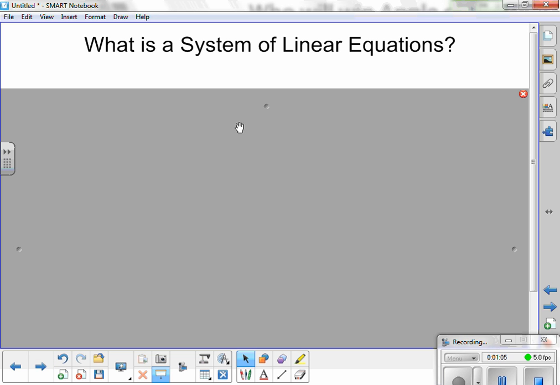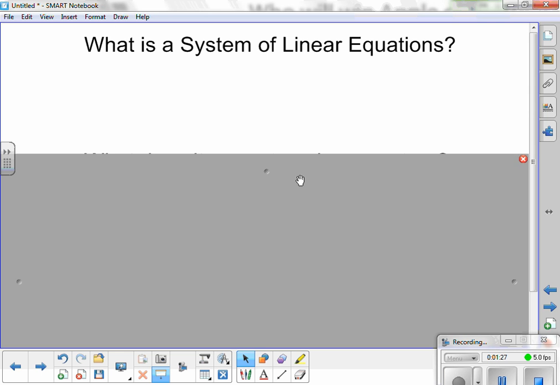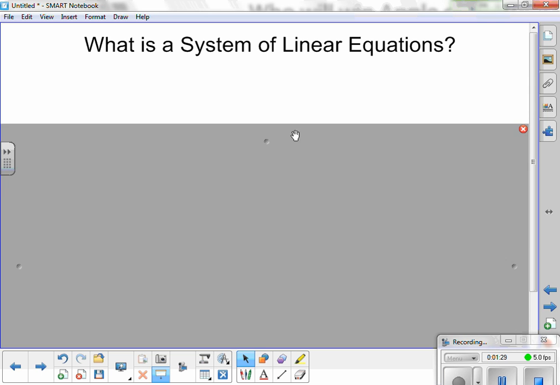Just to refresh even more, what's a system of linear equations? The word system usually means a bunch of stuff grouped together. And linear equations, you should know what a linear equation is; we've been working with them for the last chapter. So a system of linear equations just means more than one equation put together.